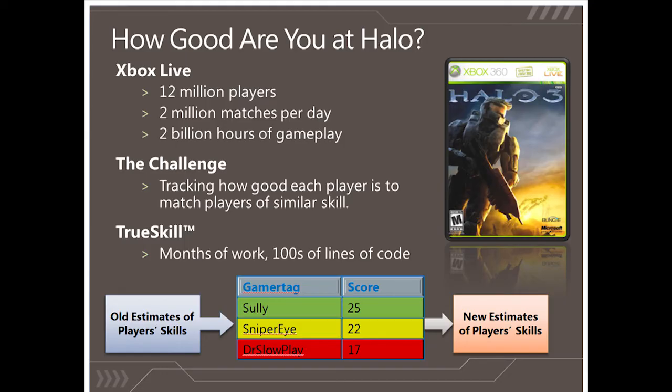And so basically, one of their problems was, there's 12 million players on Live, there's 2 million matches a day, and each of those matches has up to like 8 or 16 players, and there's 2 billion hours of gameplay. And so they wanted to know, how do we see how good are you at Halo? I think for Chad it'd probably be negative, but they don't factor that in.